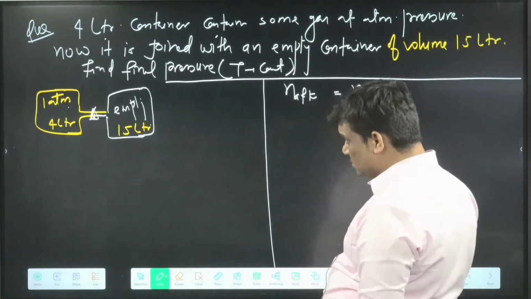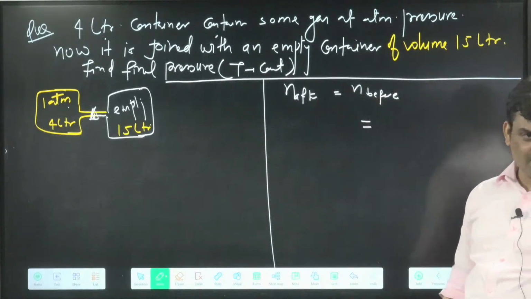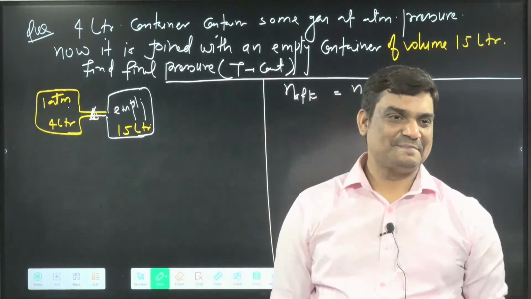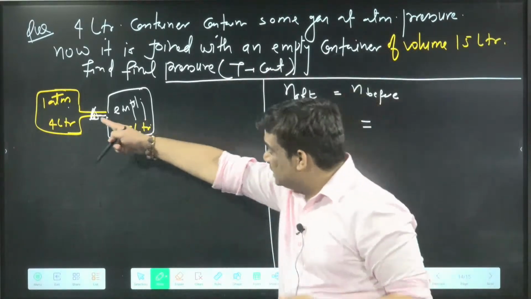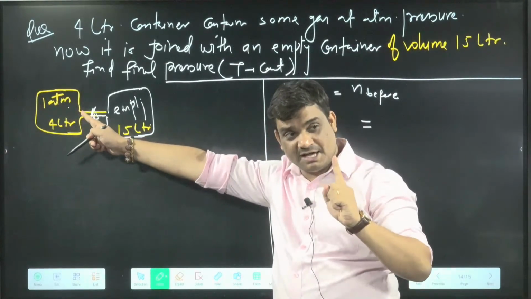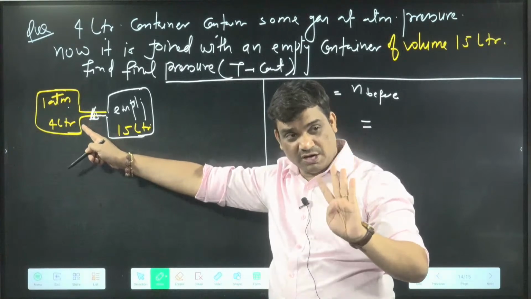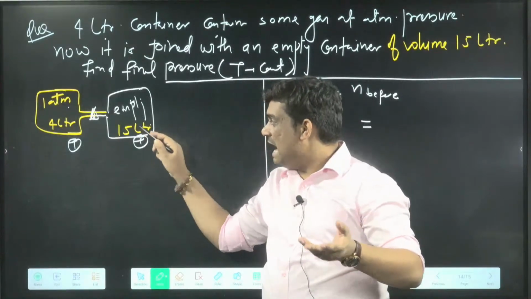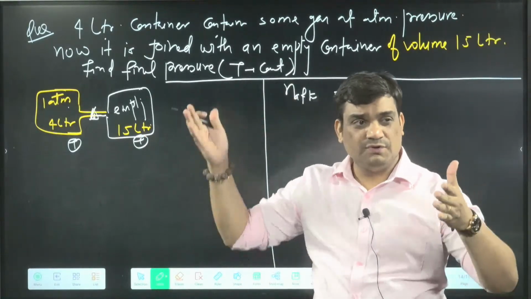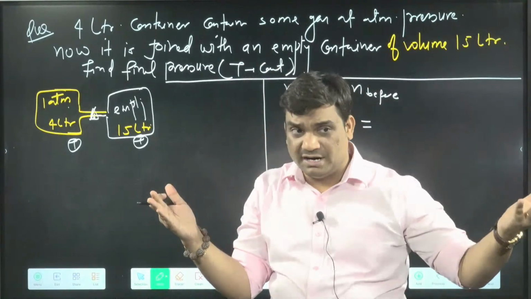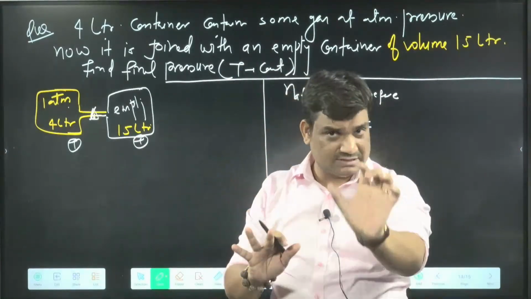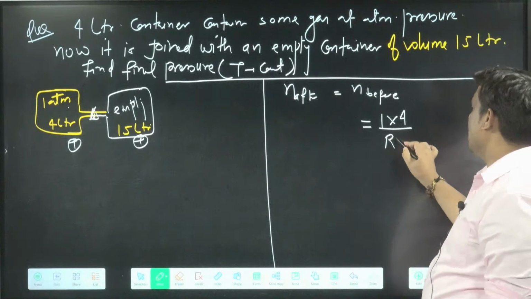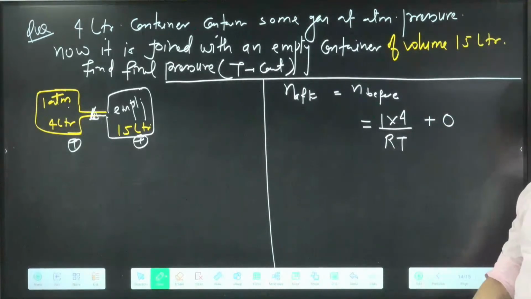If I say before, in the first container how many moles are there? We can use PV by RT. Pressure is 1 atm, volume is 4 liter, and RT, since temperature is constant here, I can keep as RT. I'm not converting the atm, because I will solve in atm and get the answer in atm. Volume will cancel, so no need of conversion exactly. So I will write 1 into 4 divided by RT. In the second container, moles are 0.